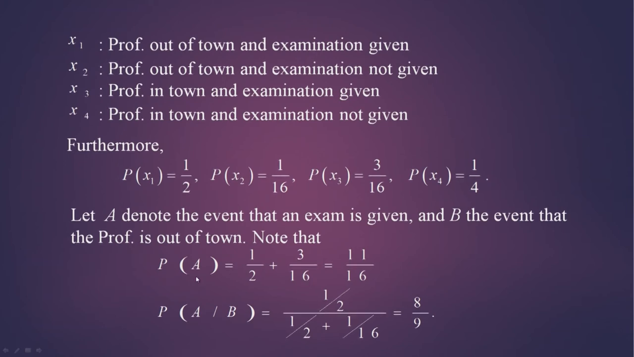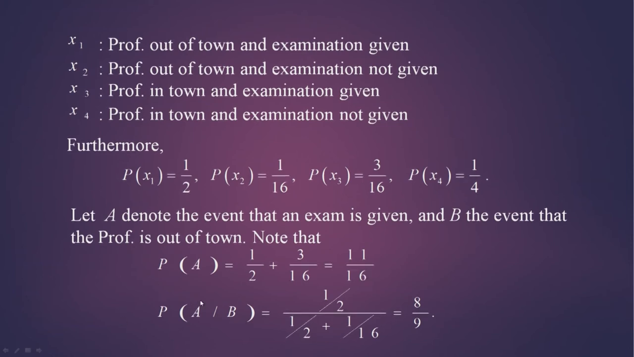So, probability of A means the probability that an exam is given. What is the probability that an exam is given? That probability is probability of A. And we know that we have two cases here, x1 and x3. So, that is why we have to add probability of x1 and probability of x3. So, that is why it is half plus 3 by 16, which is 11 by 16.